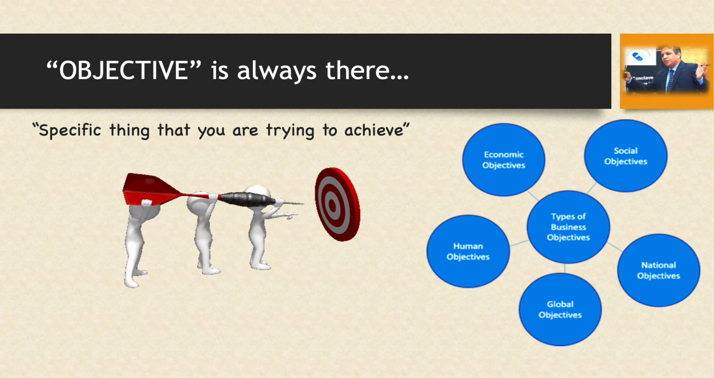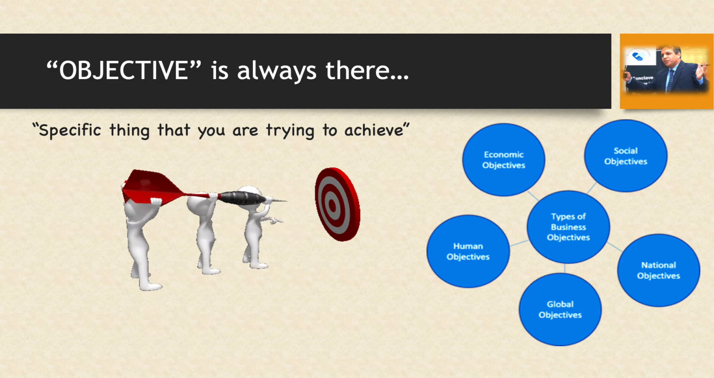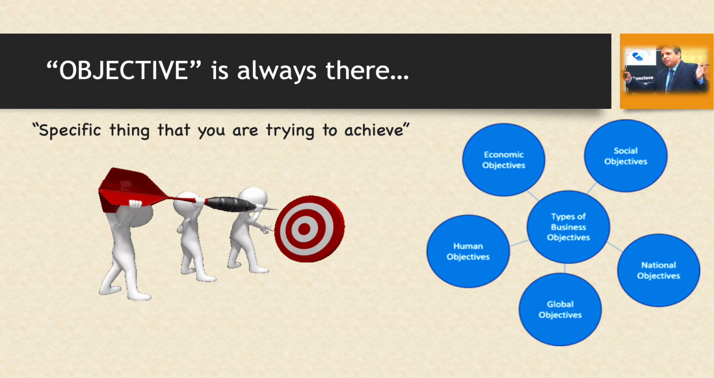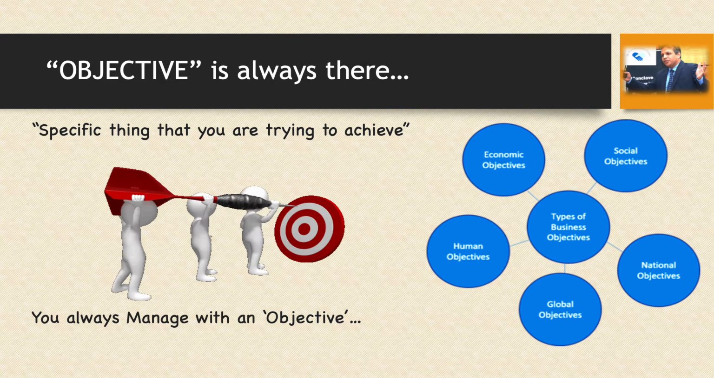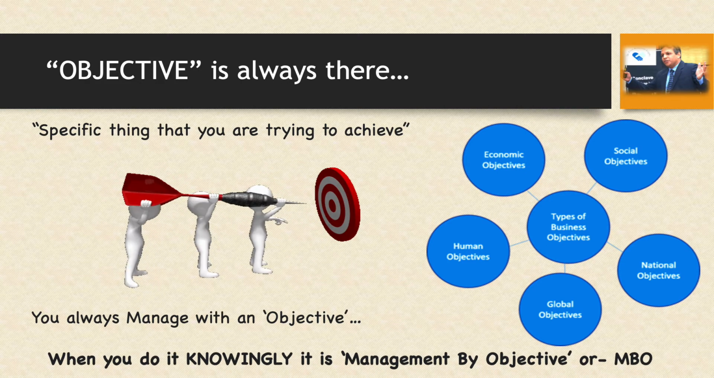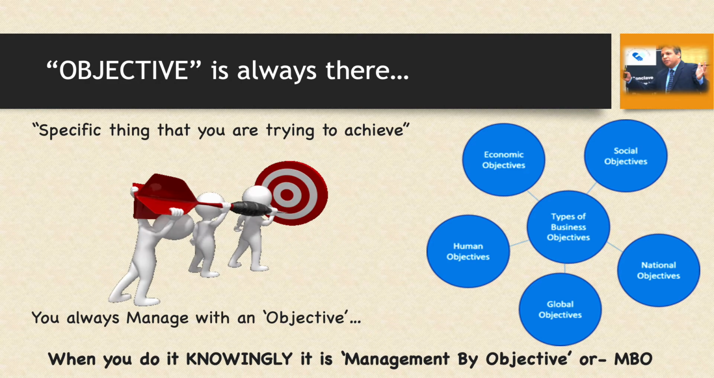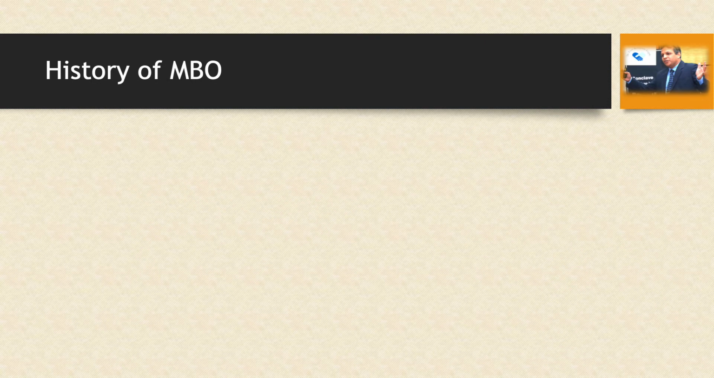In business, we have got many types of objectives. You've got the economic objectives, social, national, global, and even human objectives. So you always knowingly or unknowingly manage with an objective, and when you do it knowingly, it is management by objectives. Let's have a little peep into the history of MBO.